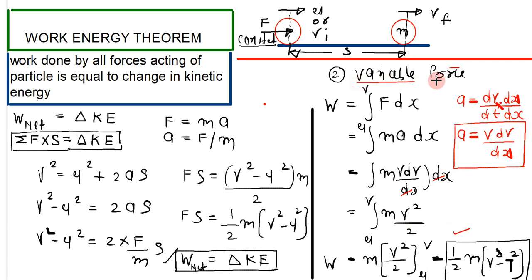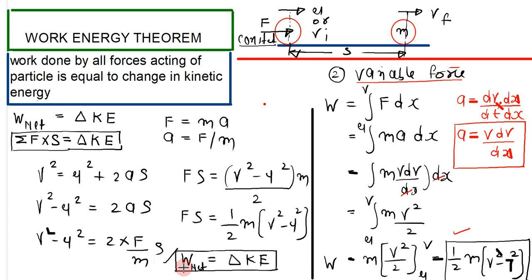For variable force, we are going to discuss it further, and at that time I will explain this theorem again. But remember, here W net equals delta K, the change in kinetic energy altogether. So we can conclude that the work done by all forces, conservative, non-conservative, external, internal, etc., is always equal to the change in kinetic energy.